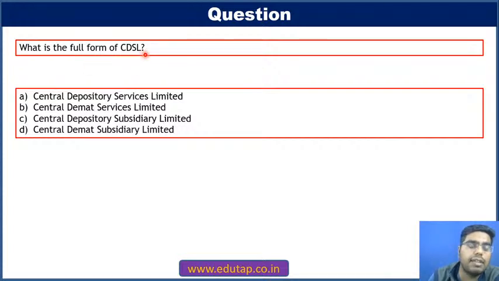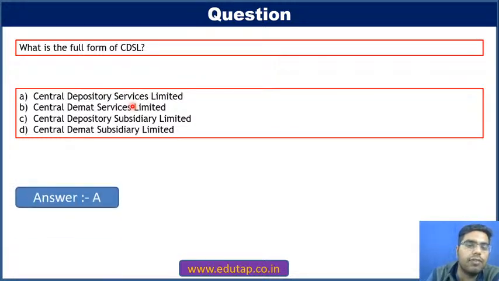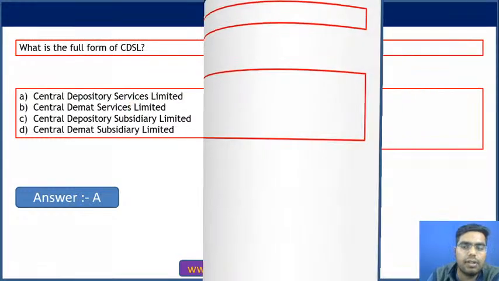What is the full form of CDSL? Central Depository Service Limited, Central Demat Service Limited, Central Depository Subsidiary Limited, or Central Demat Subsidiary Limited? The correct answer is option number A. CDSL stands for Central Depository Service Limited.